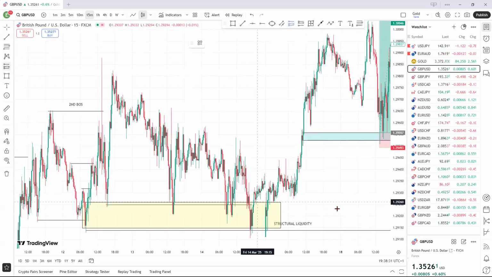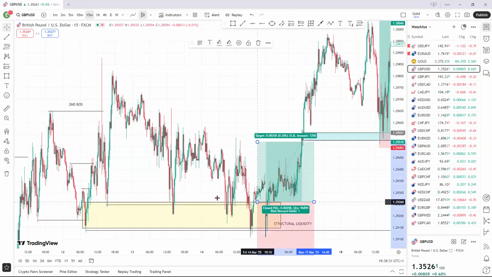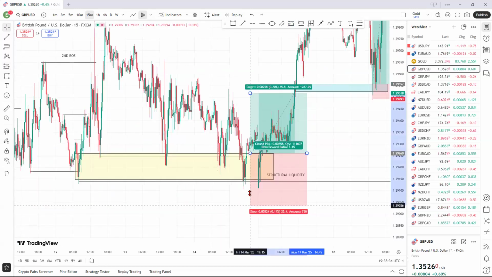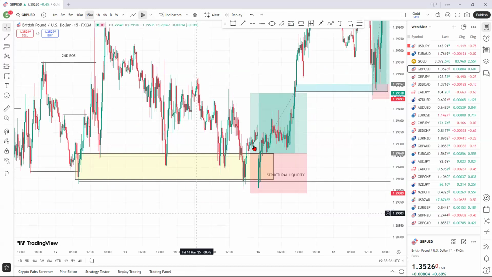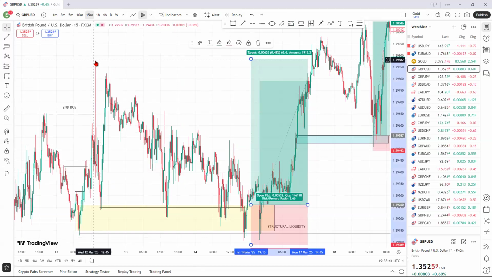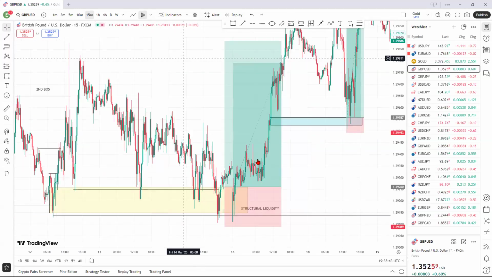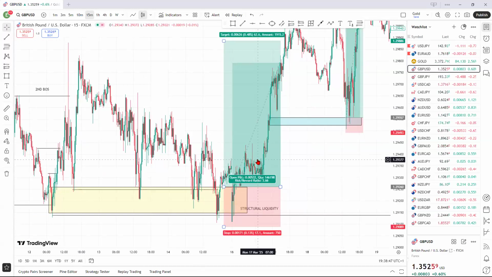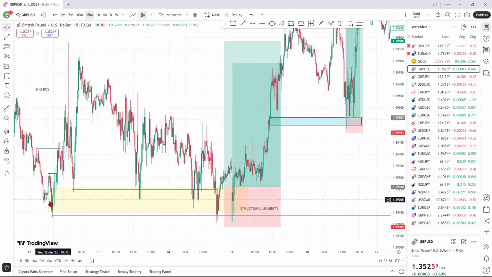Let me give you an example and show you how it should have been. So this would have been our entry. Our stop loss would have been here, and our take profit should have been here, all the way to the highest high. And this was the highest high before price started coming there. So this would have been a risk to reward of 1:3.66.